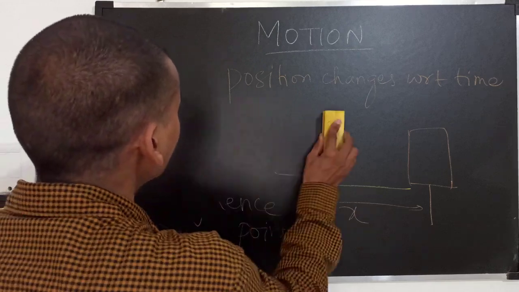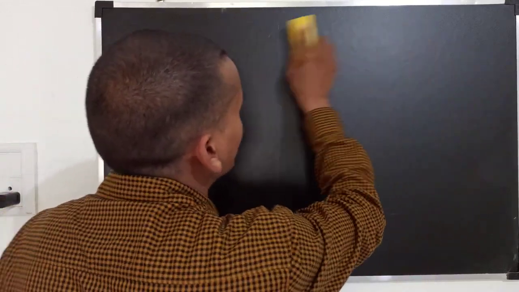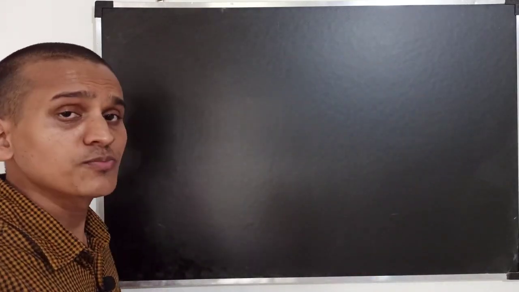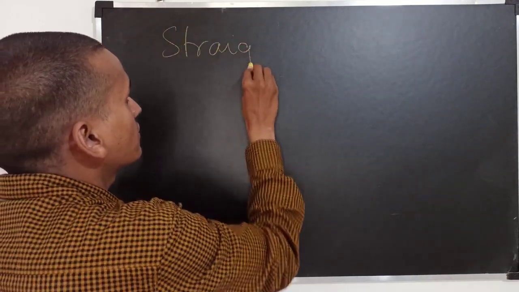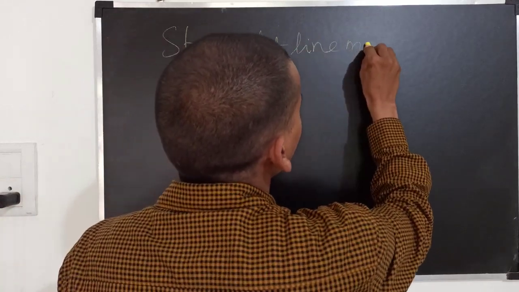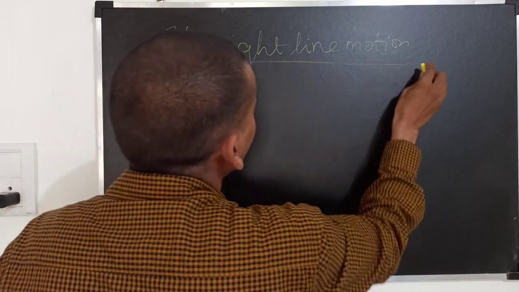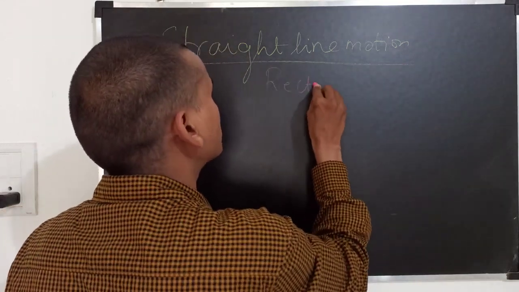Now we have something called distance and displacement. Now what do you mean by distance and what do you mean by displacement? To understand distance and displacement, I will consider a straight line motion. Straight line motion is also known as rectilinear motion.